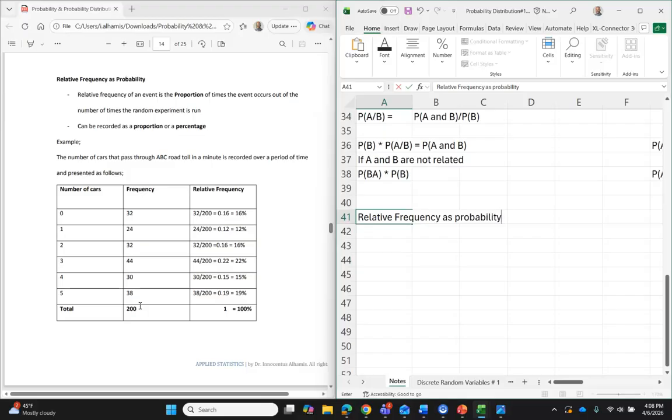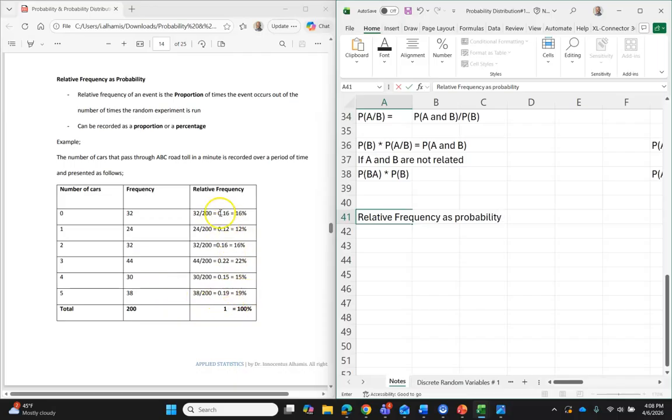We're going to find the relative frequency for all of these. Going to 0, we know that it occurred 32 times out of 200. So we take 32 divided by 200, which gives us 0.16, or 16%. The same here, you can see 1 occurred 24 times out of 200, so we take 24 divided by 200, and we have 0.12 or 12%. And the same with all these values.